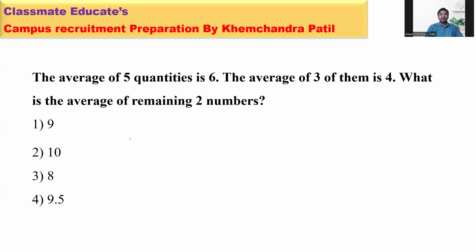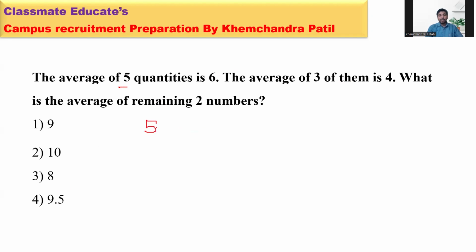This is the first question in front of you. The average of five quantities is six. The average of three of them is 4. What is the average of the remaining two numbers? So this question is on average. What is given? The average of five quantities is 6.